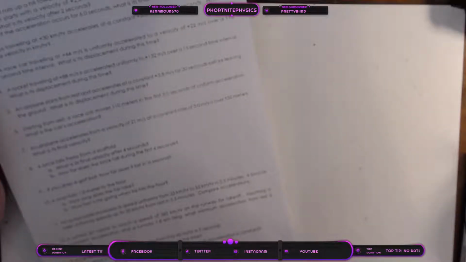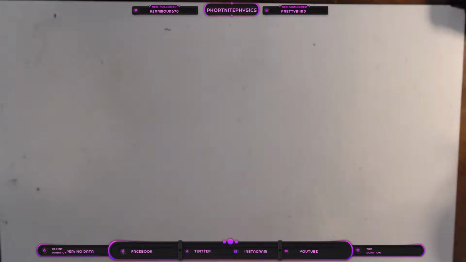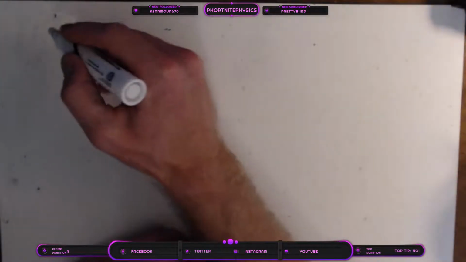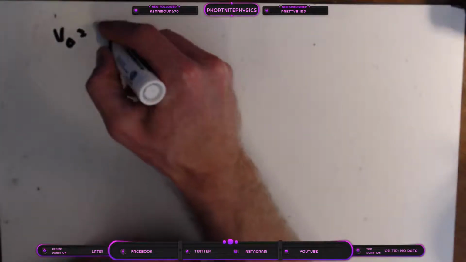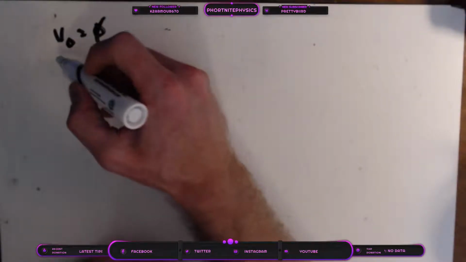Starting from rest, a race car moves 110 meters in the first 5 seconds. What is the car's acceleration? Starting from rest is code for our initial velocity is 0.